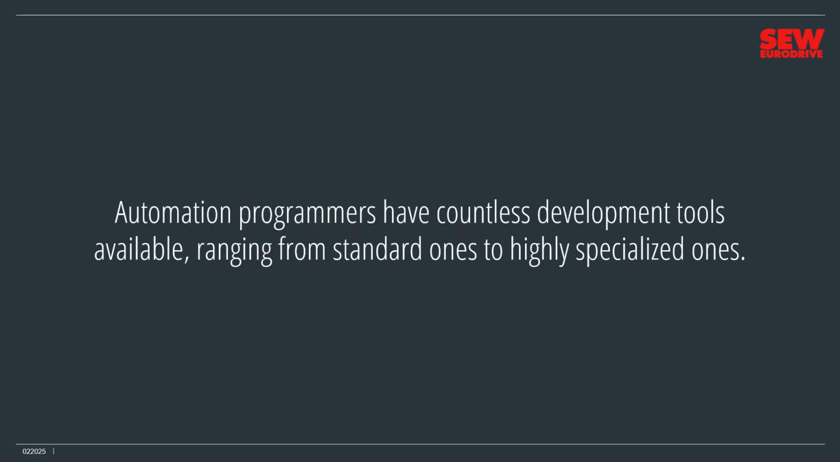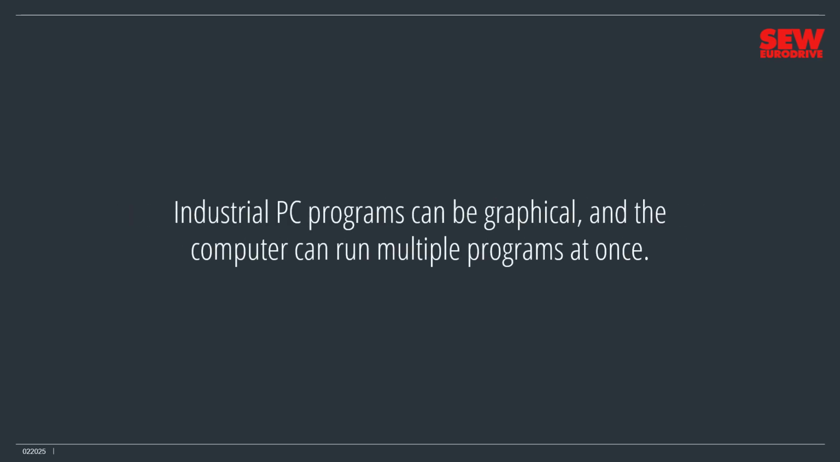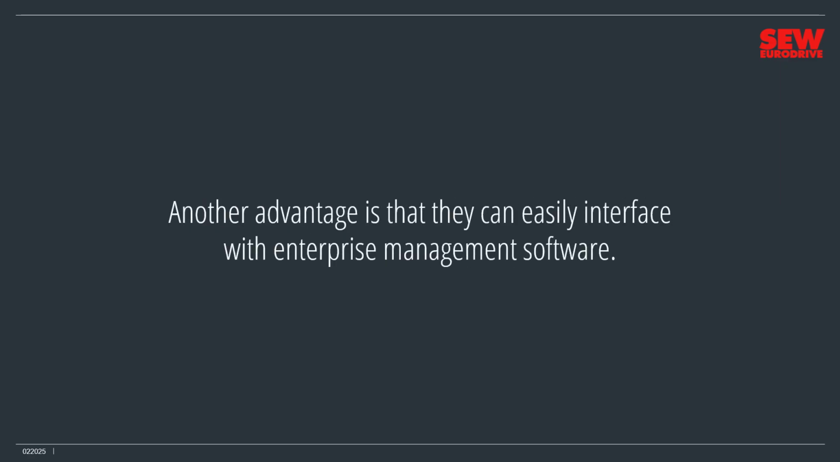Automation programmers have countless development tools available, ranging from standard ones used to create ordinary PC applications to highly specialized ones. Industrial PC programs can be graphical, a definite advantage when HMIs are involved, and the computer can run multiple programs at once. It's even possible to run the development tools right on the industrial PC, making debugging and testing easier. Finally, another advantage of industrial PCs is that they can easily interface with enterprise management software. As we'll see at the end of this module, this feature is a key aspect of Industry 4.0.